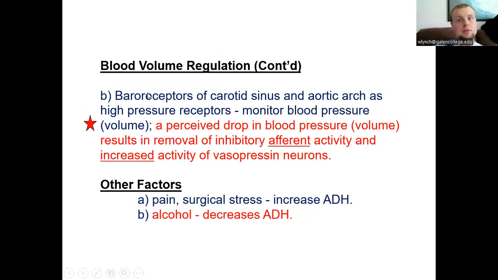The baroreceptors are going to exist in the aorta and the carotid arteries, and they're going to sense pressure. They are high pressure receptors. A perceived drop in blood pressure from these baroreceptors is going to remove the inhibitory afferent activity and is going to increase the activity of the vasopressin secreting neurons.